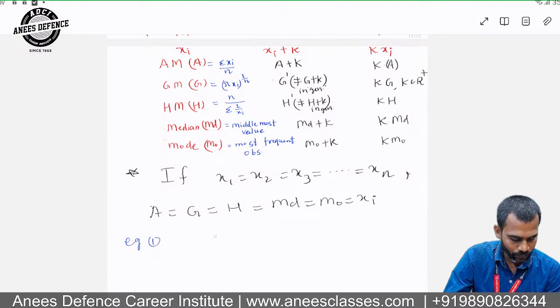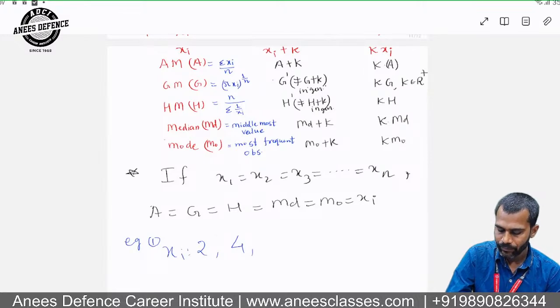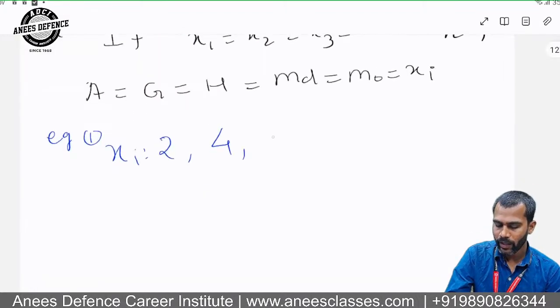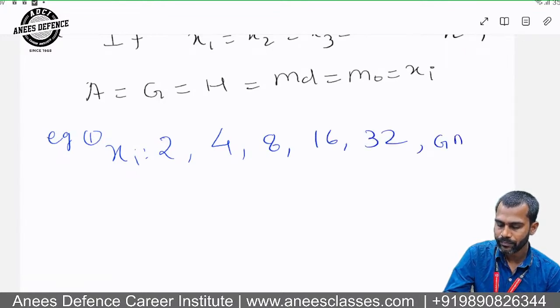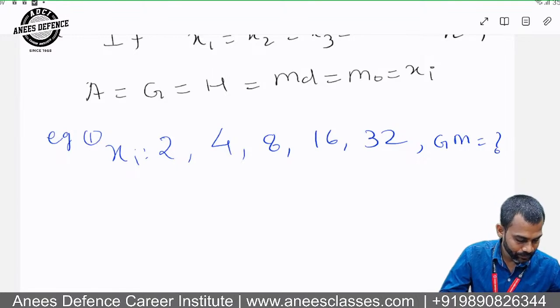Find the geometric mean of 2, 4, 8, 16, and 32. 2, 4, 8, 16, 32, this is xi. Find GM. Very easy.